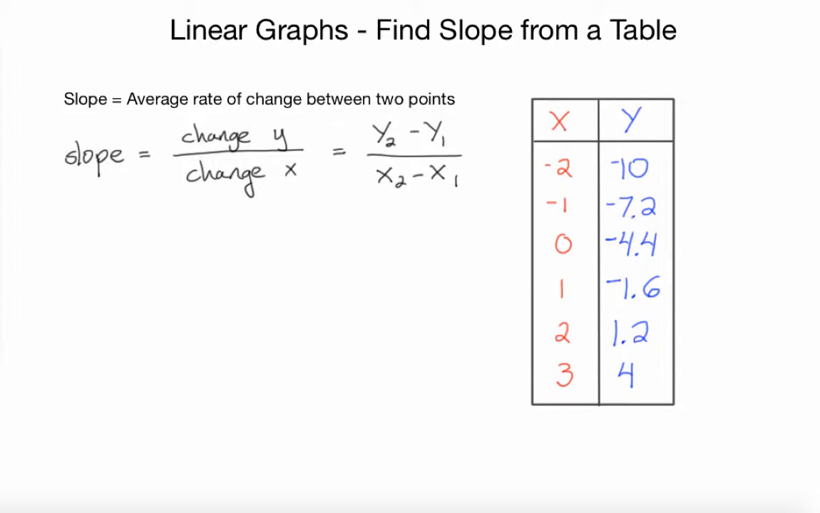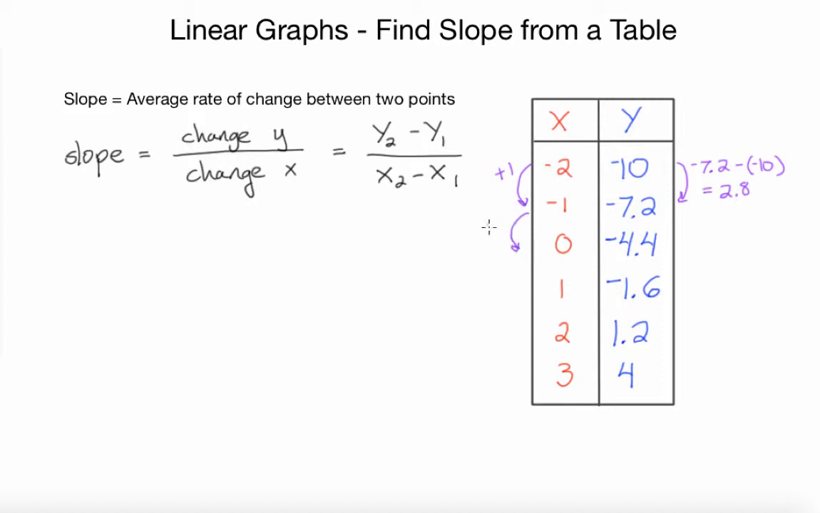But let me look at the patterns in my table here. If I look from -2 to -1, we change by +1. At the same time, how much do we change along my y values? Well, from -10 to -7.2, if I take -7.2 minus -10, we see that it equals +2.8.